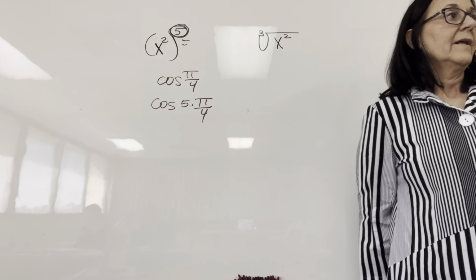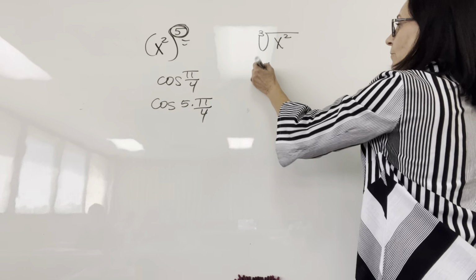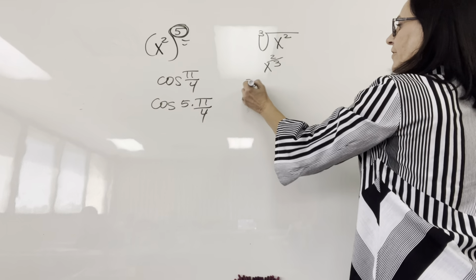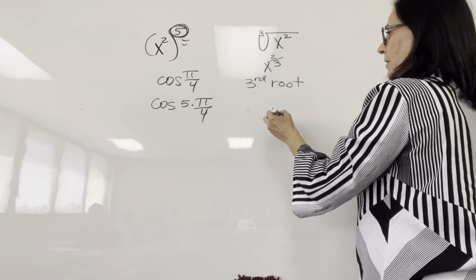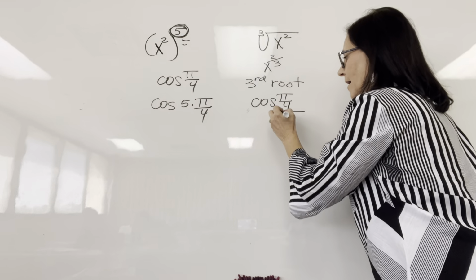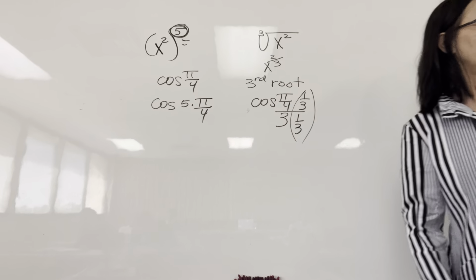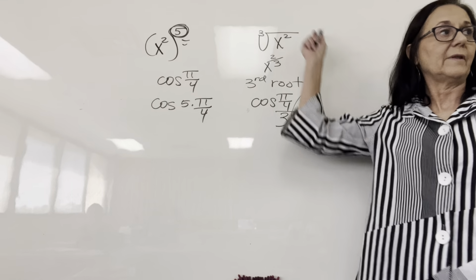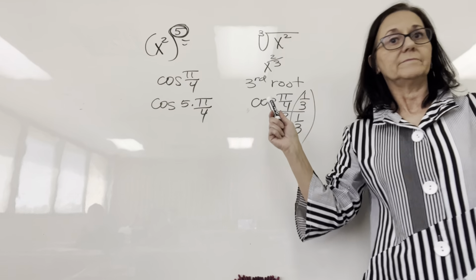Now, what is the rule for roots? We divide. What are we dividing by? 3. So if I want the third root of any polar number, and I have cosine pi over 4, I'm going to divide by 3, which is multiplying by 1/3. Got it? This one's more complex, because if I'm looking for the third root, then there's more than one solution. But we're going to get to that one, okay?